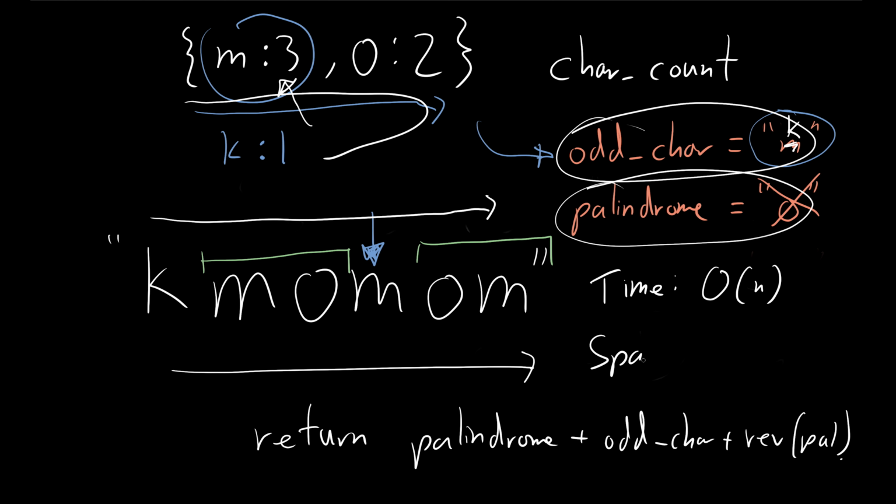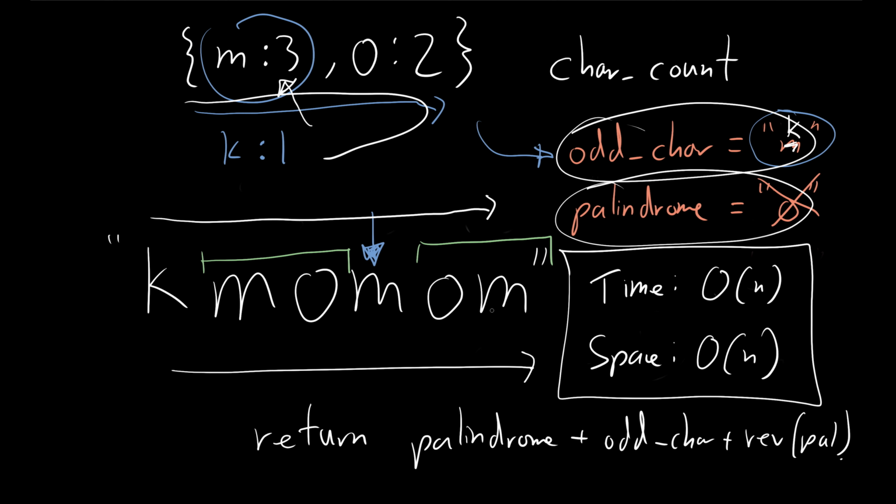And then in terms of space, because we have to build this dictionary, and this dictionary is based on the string, the worst case scenario is that we have every character and they all have counts of one, so then the space would also be O of n. All right, so that's pretty much it for the time complexity and space complexity. So next, we're going to code it up.